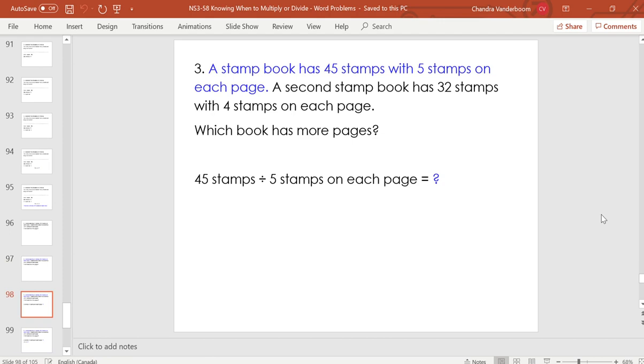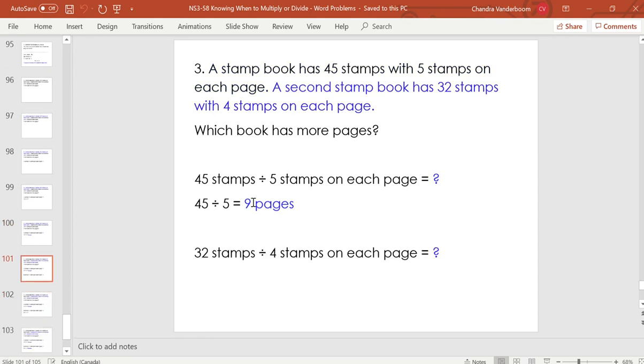We have 45 stamps altogether divided by 5 stamps on each page. And we know we're doing division because we know how many it has altogether. Whenever we know our total, we do division. So 45 stamps divided by 5 stamps on each page equals how much? Well, we can say 45 divided by 5 equals, let's skip count. Ready? 5, 10, 15, 20, 25, 30, 35, 40, 45. There are 9 pages in that book.